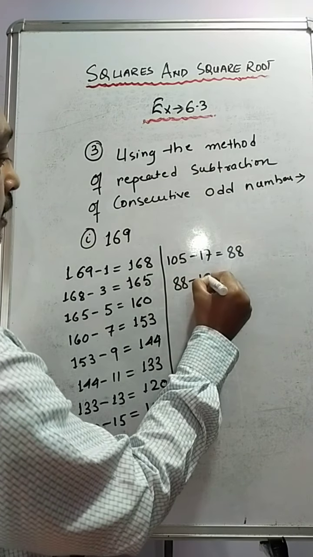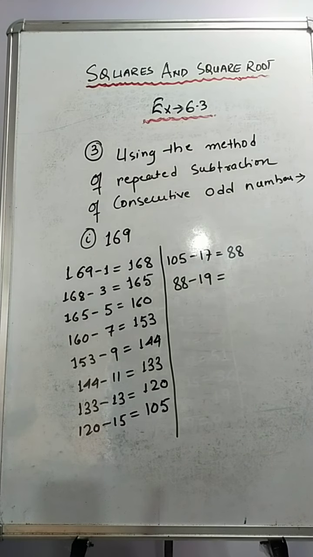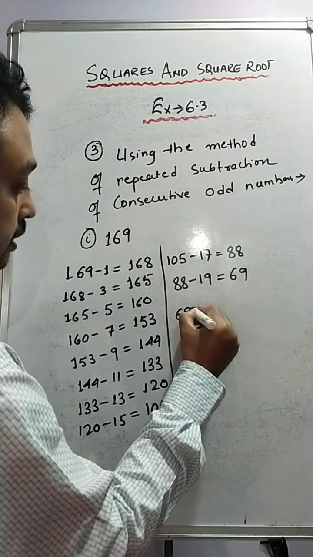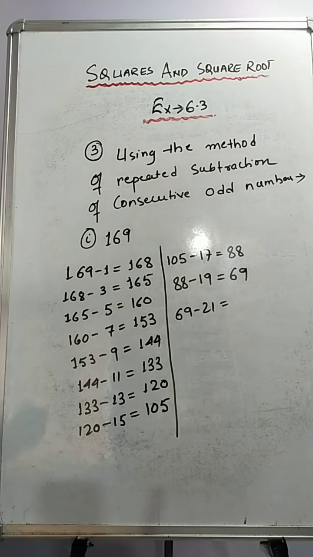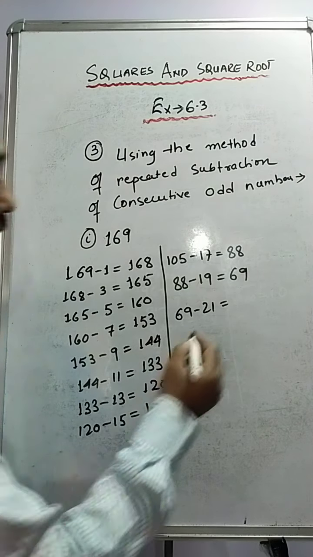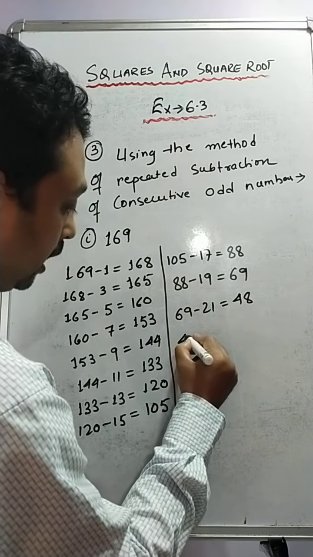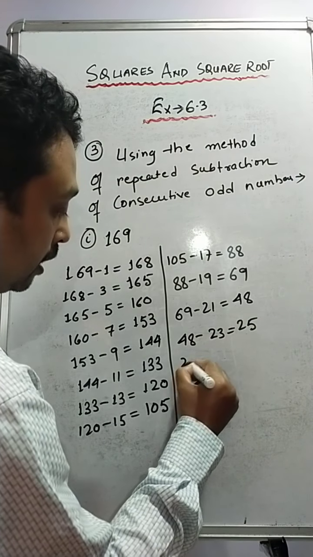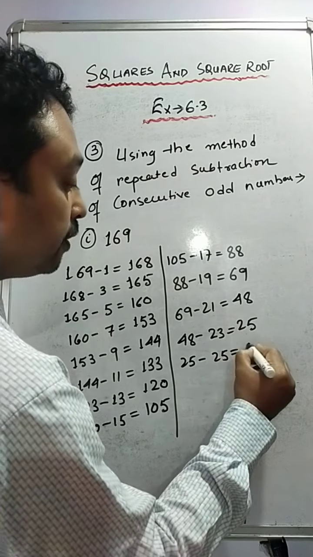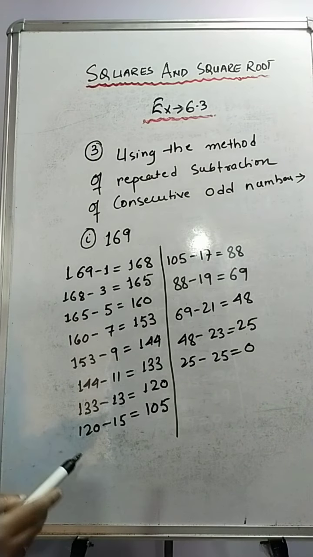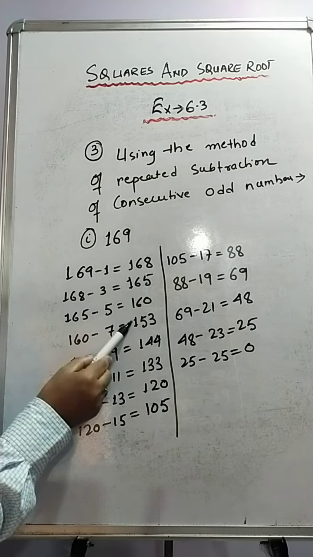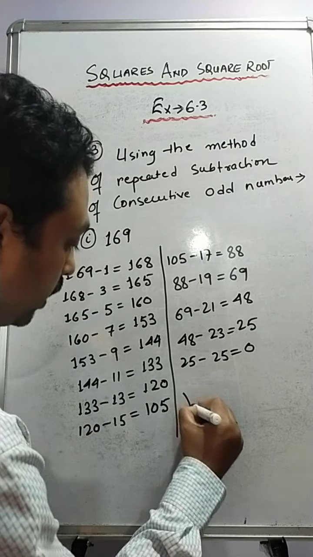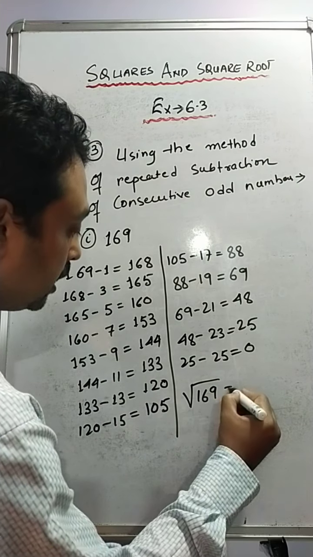88 minus 19, because the next number is 19. So 88 minus 19 will give us 69. 69 minus 21, because the next odd number is 21, it will give us 48. And 48 minus 23 will give us 25. And 25 minus 25, see, 0. So how many times have we done the repeated subtraction? 1, 2, 3, 4, 5, 6, 7, 8, 9, 10, 11, 12, 13. So the square root of 169 would be what?